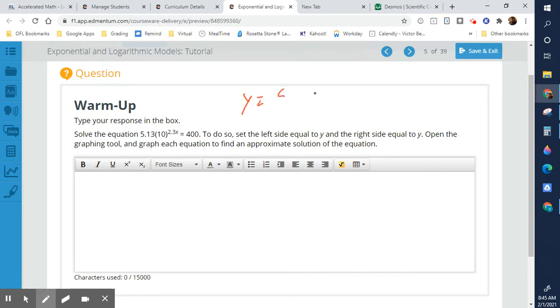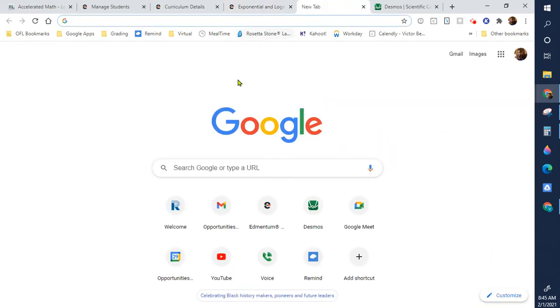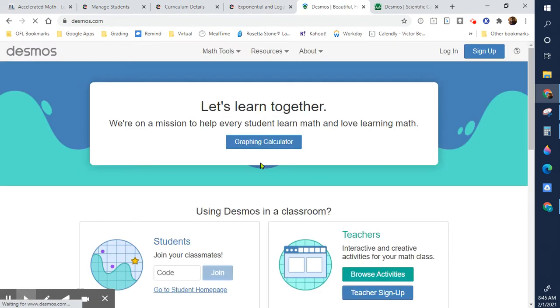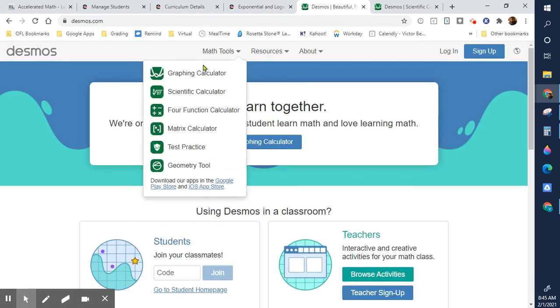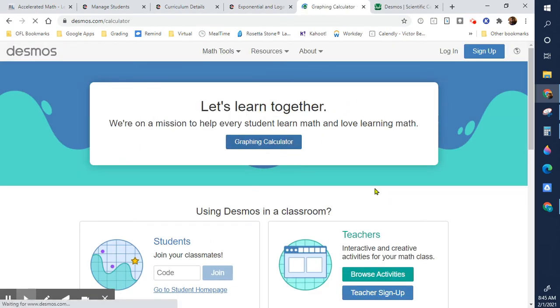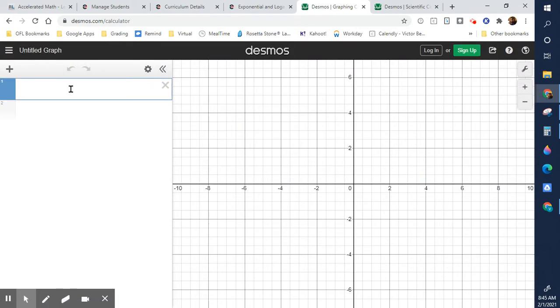Y equals 5.13 times 10 to the 2.3x, and they want us to make another graph where it's y equals 400. This is really easy to do with Desmos, so I'm going to go to Desmos right now. Go to graphing calculator, and we're just going to do y equals 400.